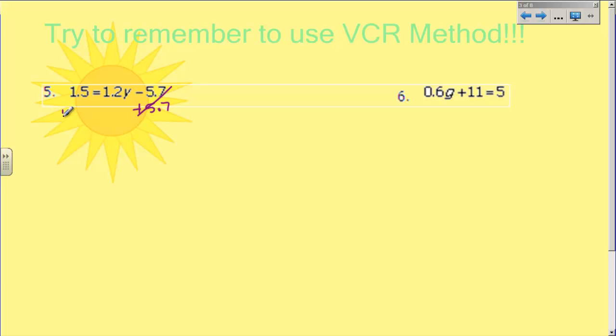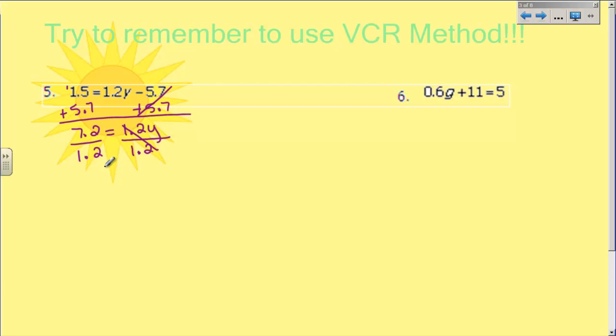That makes those cancel. But I have to add 5.7 over here as well. So that gives me 7.2 equals 1.2y. Well, I still need y by itself. This, you should know, means multiply, and the opposite of multiplying by 1.2 is dividing by 1.2. So I'm going to divide by 1.2 on each side.